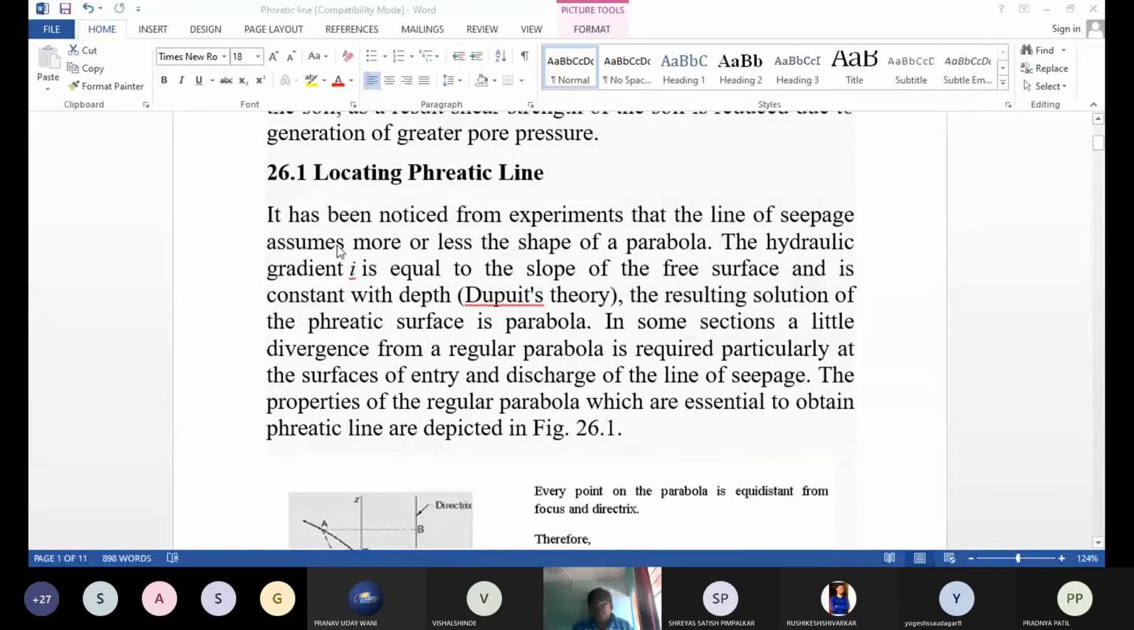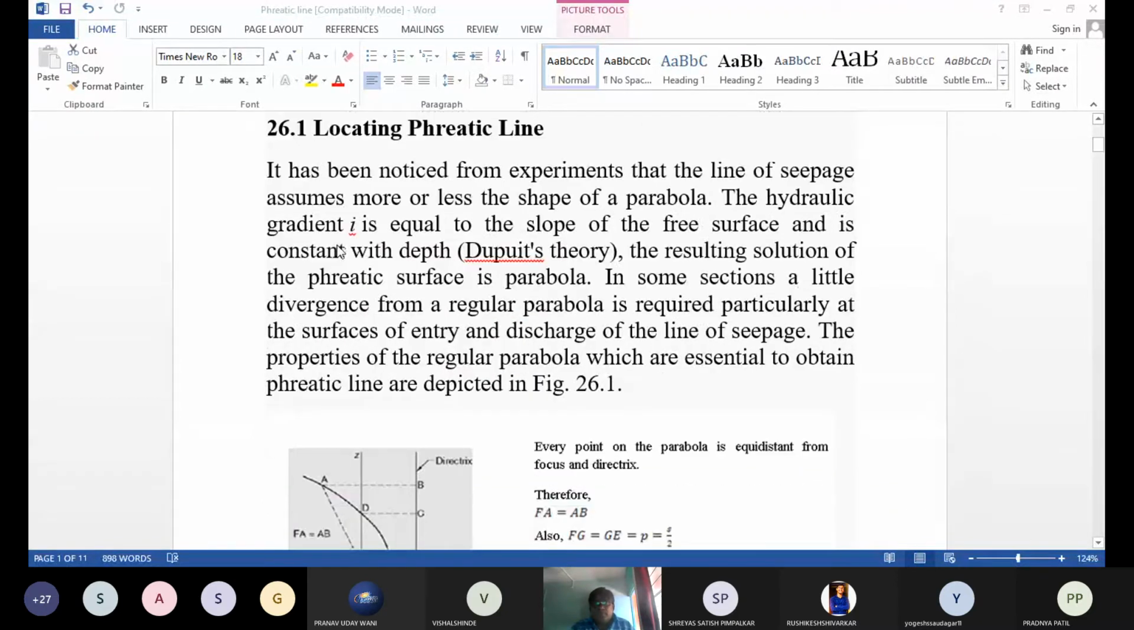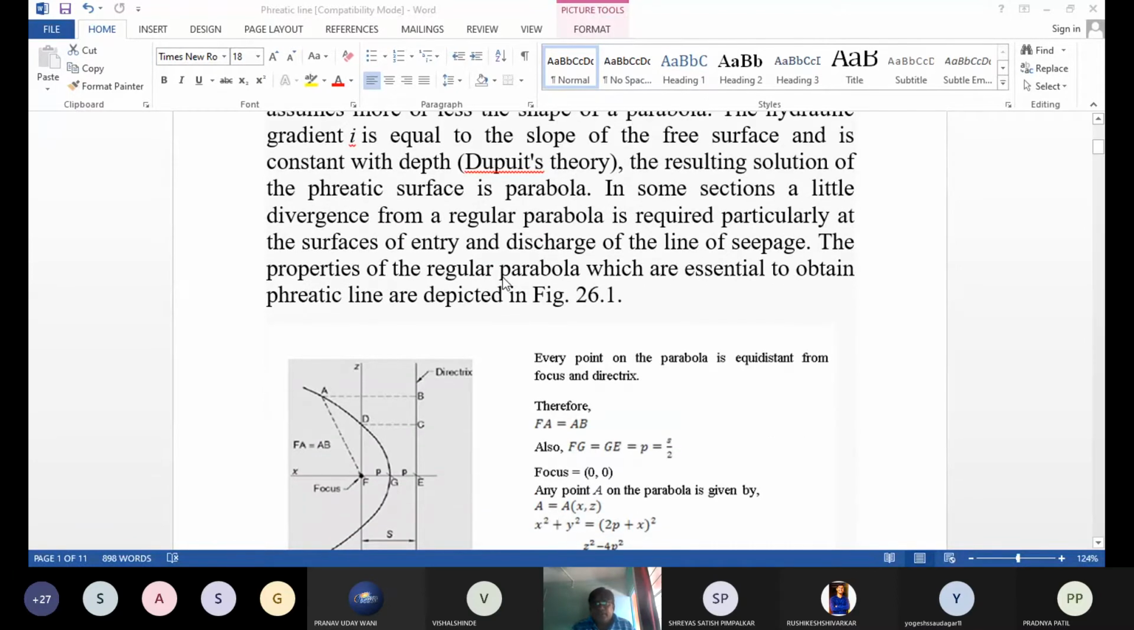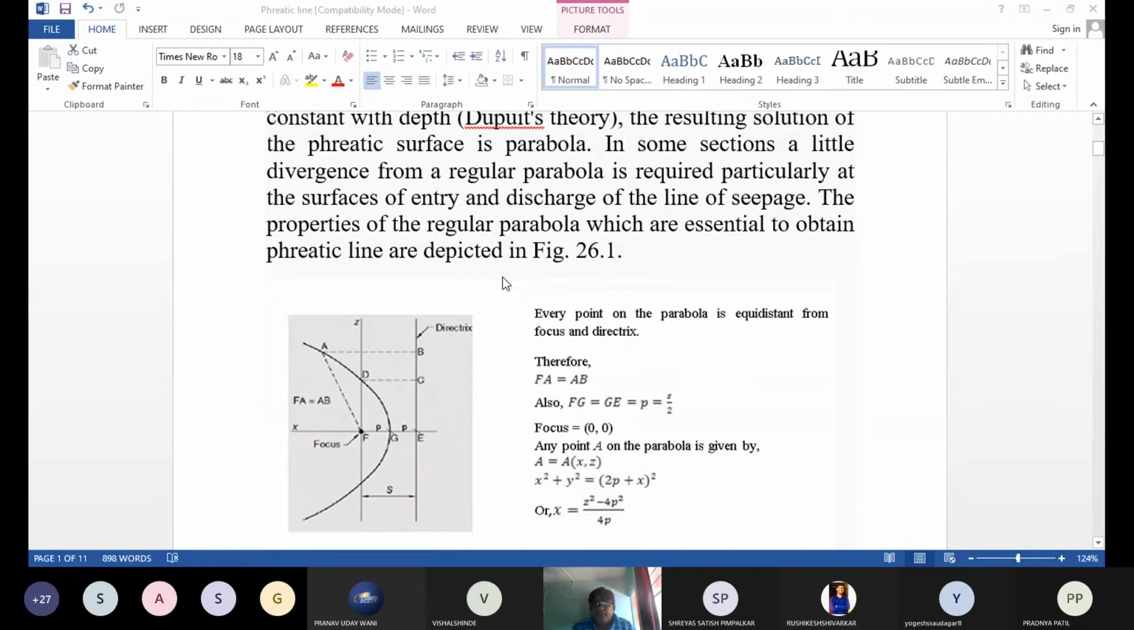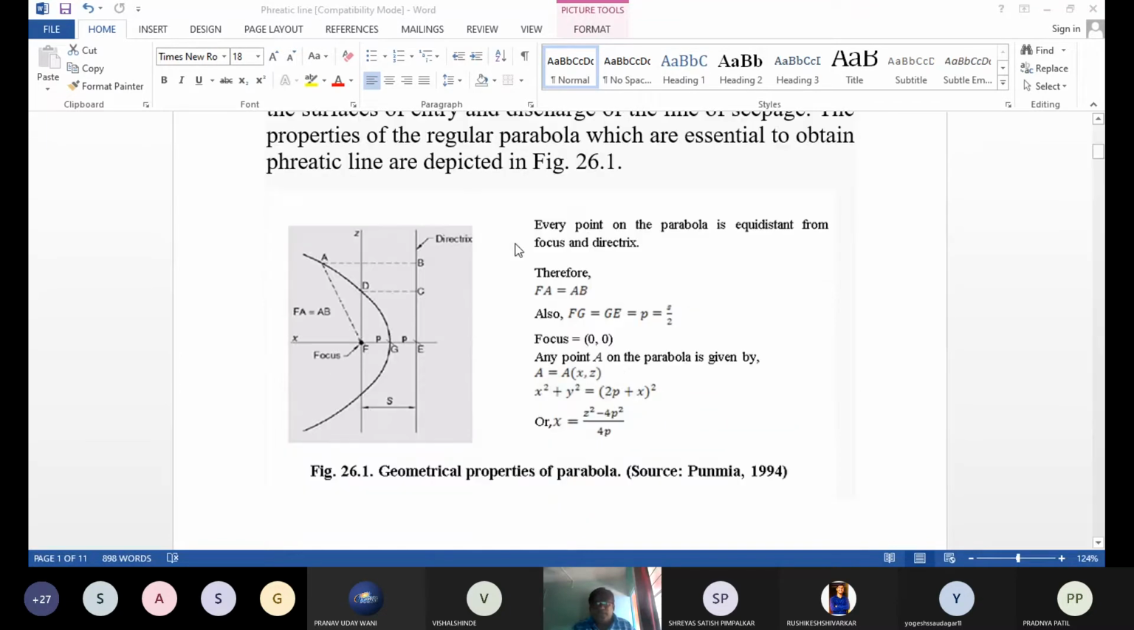It has been noticed from experiments that the line of seepage assumes more or less the shape of a parabola. Hydraulic gradient i is equal to the slope of the free surface and is constant with depth, according to Dupuit's theory, and the resulting solution for the phreatic surface is a parabola. It is required particularly at the surfaces of entry and discharge of the line of seepage, and the properties of the regular parabola are essential to obtain the phreatic line.